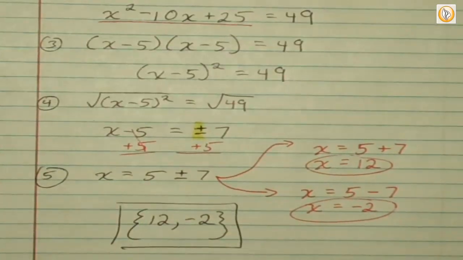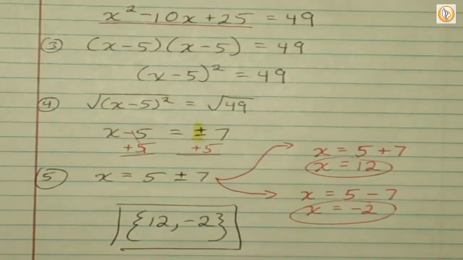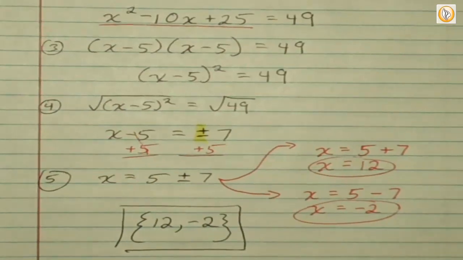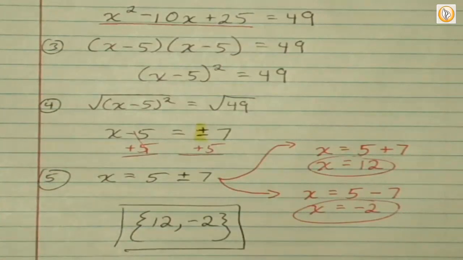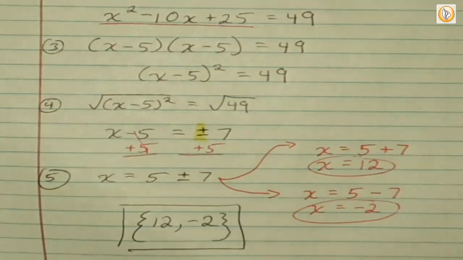Any questions? Yes. Will they ever give us one where the right side of the equal sign is not a perfect square? No, we're doing perfect squares. Any questions? Ariel, do you have it? Are you sure? Okay.